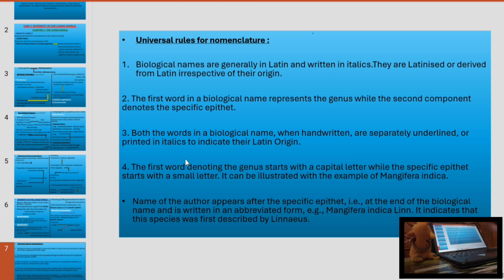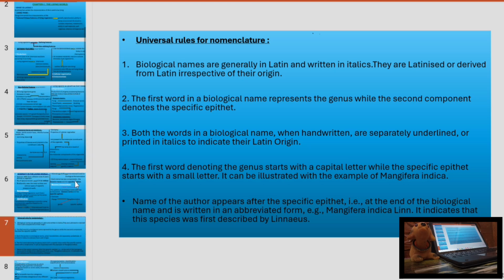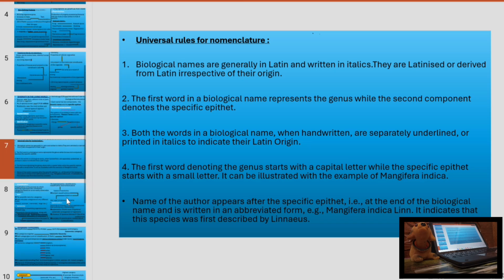And next is the name of the author, which appears after the specific epithet, that is, at the end of the biological name, and is written in an abbreviated form: Mangifera indica Linn. That is, Mangifera indica is a name described by Linnaeus. So, after writing the biological name, we write the scientist's name as Linn.